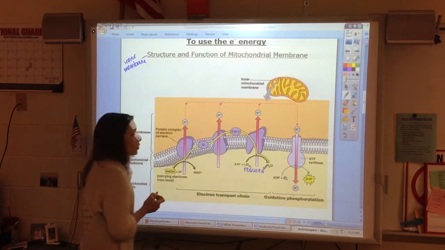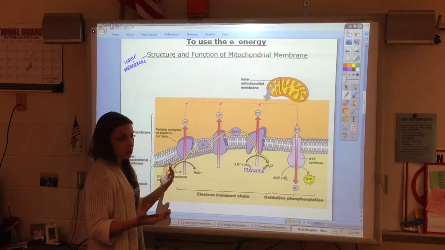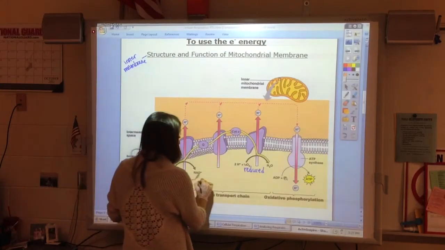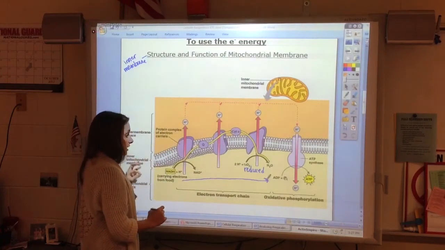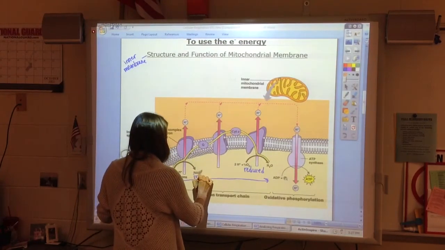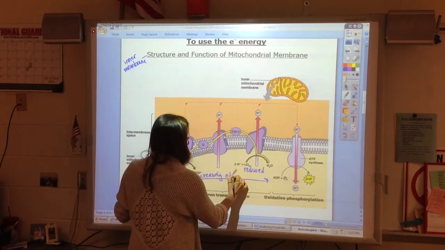We do need to know one more thing. Why does the electron transfer from one to the other? It transfers because we actually have increasing electronegativity.